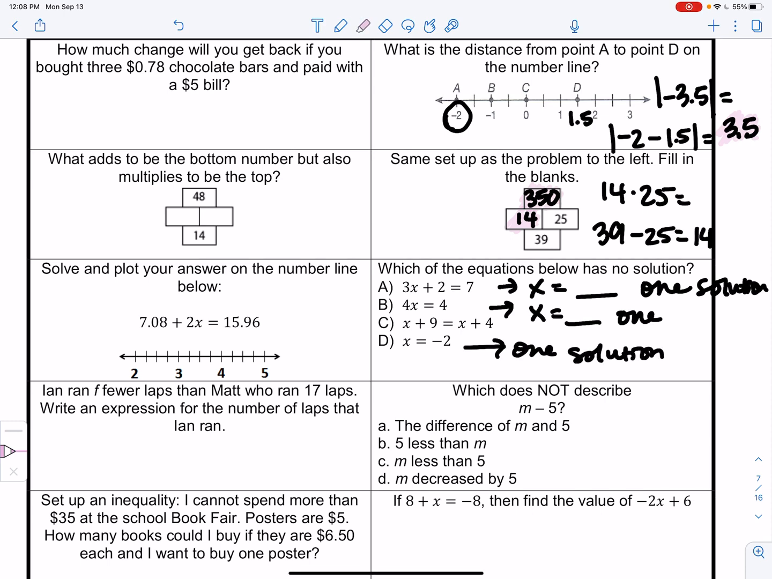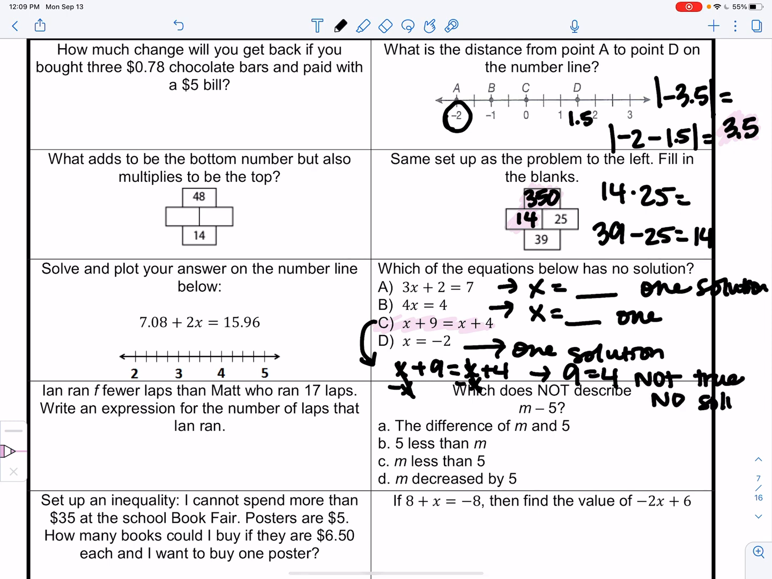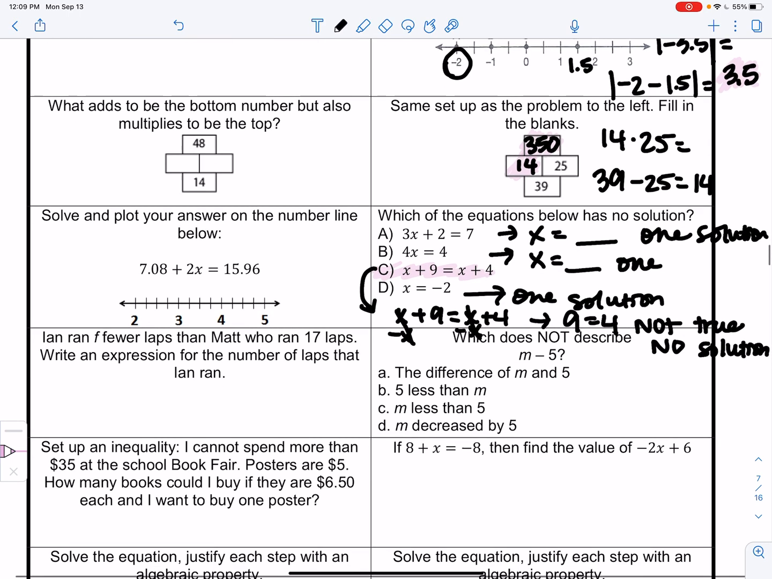middle one, this C, as our solution. And you know that because if you go ahead and cancel out those x's because they're the same. So if I were to move one of my x's to either side, it really doesn't matter. They'd cancel each other out and I'd be left with 9 equals 4, which is not true. It's false. So not true, which is no solution. And that's it for that one.